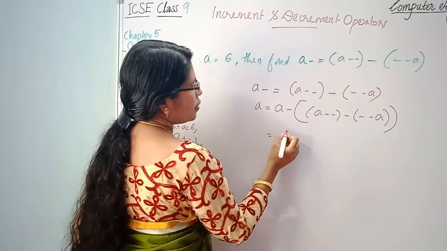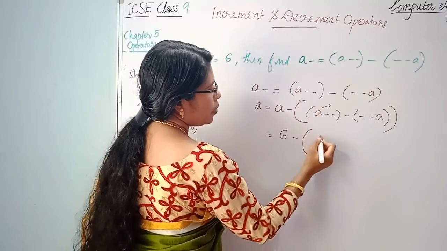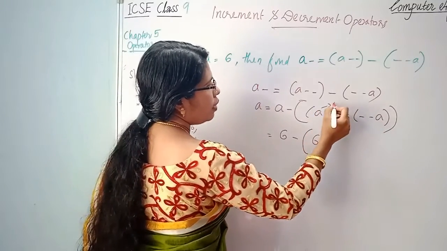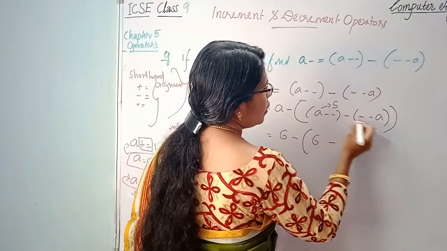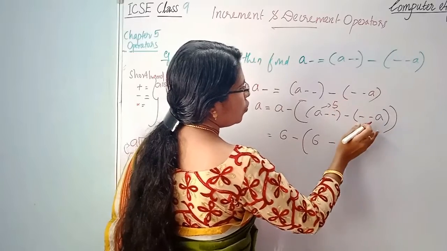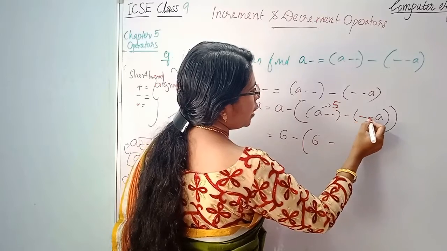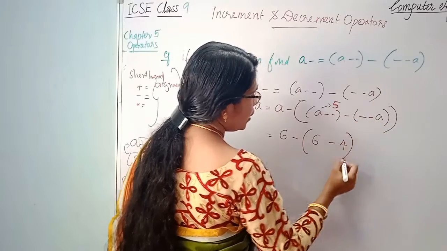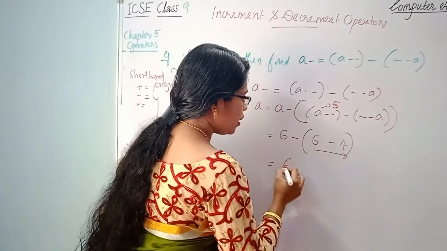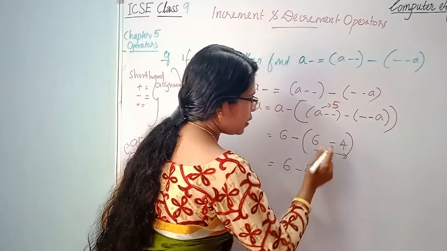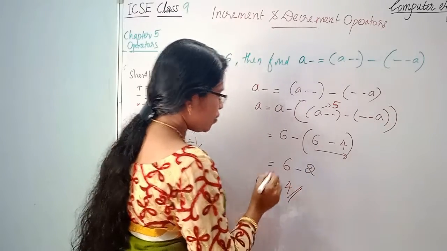A is the value 6. 6 minus post decrement. Post decrement means first we will use the value. After using the value, a is updated as 5. Then minus this value. How will you write this one? 5 minus 1. 5 is the updated value of a. This is pre-decrement. So we will reduce the value here. Okay, here 6 minus 4 is inside the bracket. So we will finish these values inside the bracket. 6 minus 4 equal to 2. So the final value of a is updated as 4.